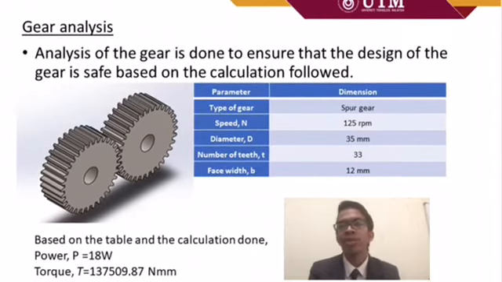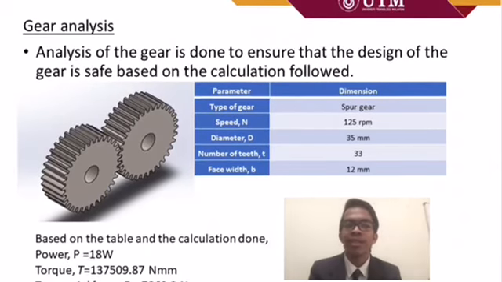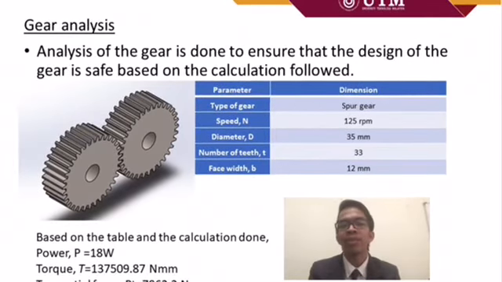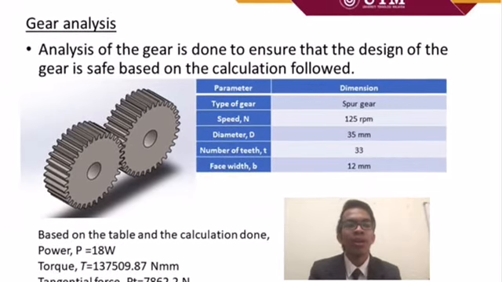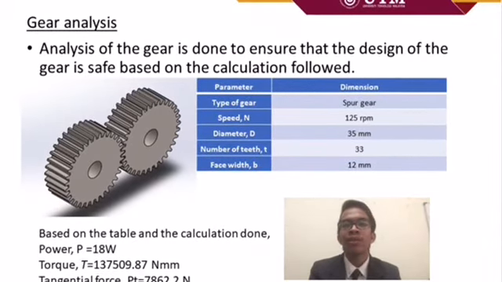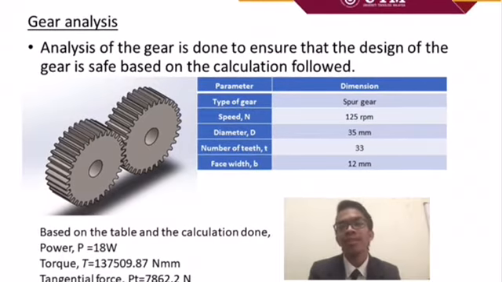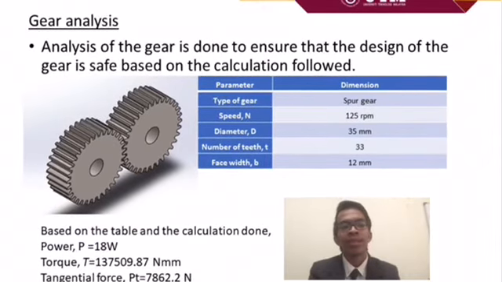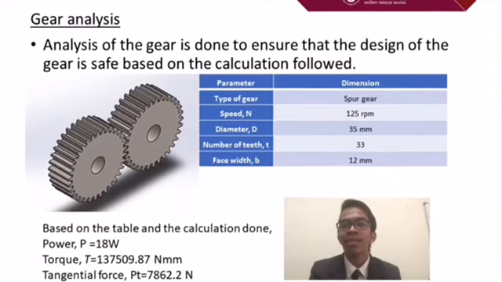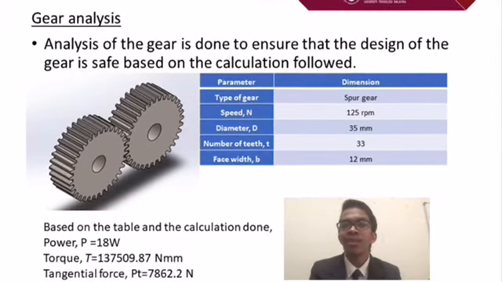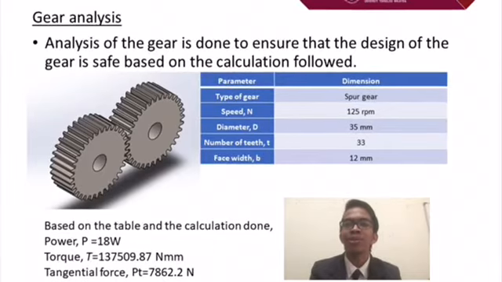Based on this table and the calculation that has been done, I get the power as 18 watt. The torque of the gear is 137,509.87 Newton millimeter, and lastly the tangential force for the gear is 7,862.2 Newton.